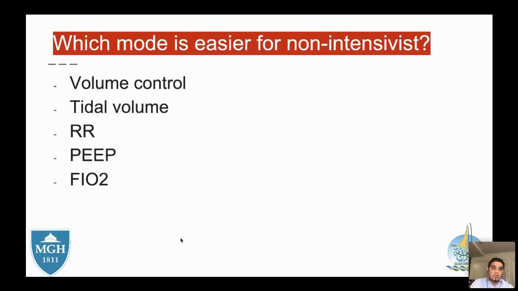After you choose the volume control mode, the 4 things that you're actually going to be targeting are tidal volume, you're going to give a respiratory rate, you're going to set a PEEP, and an FiO2. So, all right, this is where we're going to start.